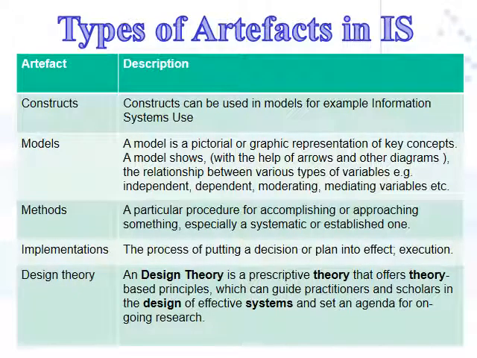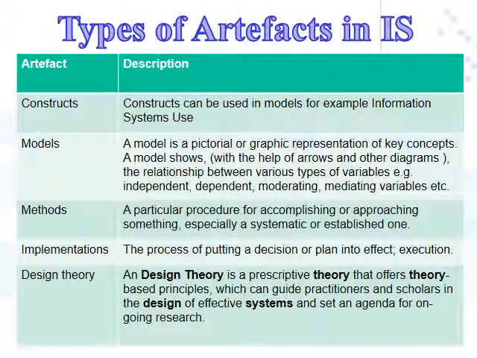In general, we can categorize then all artifacts into 5 types. Either a construct that can be used in models, for example, information systems use, a model, which can be a pictorial or graphic representation of key concepts. A model shows the relationship between various types of variables, e.g. independent, dependent, moderating, mediating variables, etc.